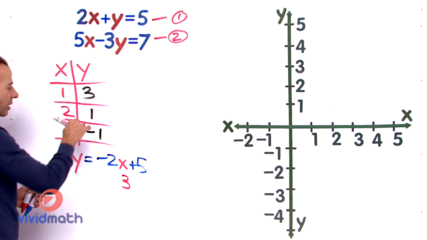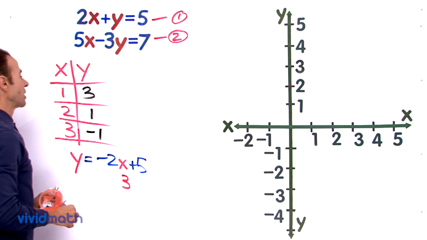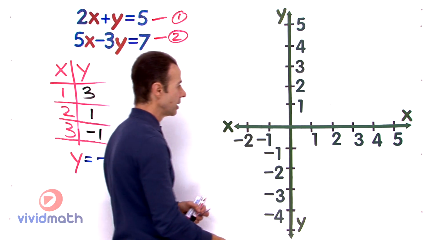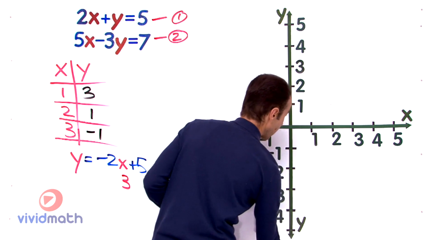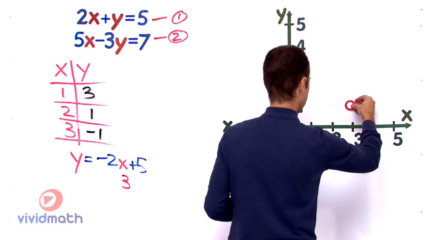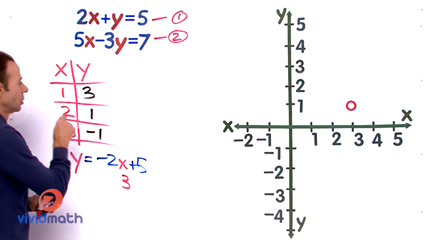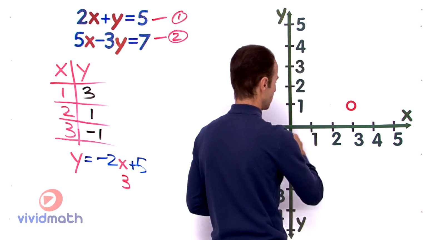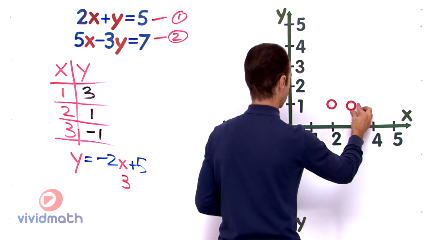Okay, we have 3 points that we can plot on the graph for the top one, number 1. So let's go ahead and plot them. 1, 3. Let's mark out 1, 3, right there. Then we have 2, 1. Let's find 2, 1. 2, 1 would be right there.